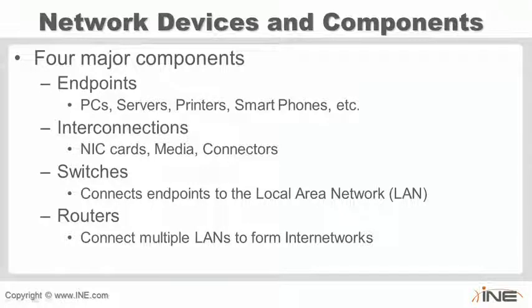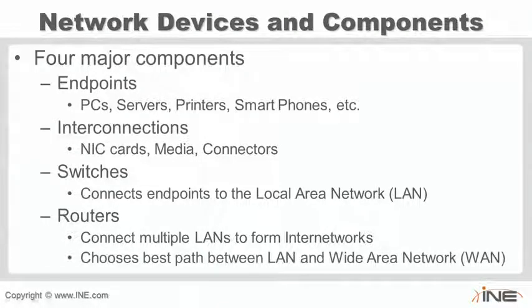We'll see that routers also play an important role in choosing the path for traffic as it's going through the network. So as it's moving from the local area network onto the wide area network, where the WAN would be like your internet connection to your service provider. So the router ultimately is making the decision of how traffic gets from point A to point B.